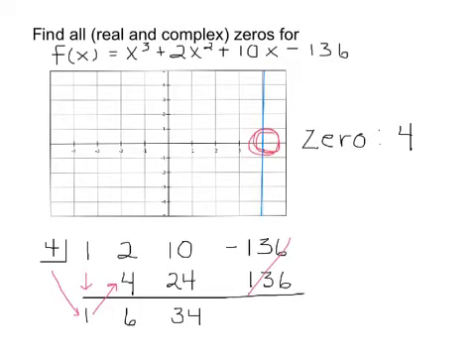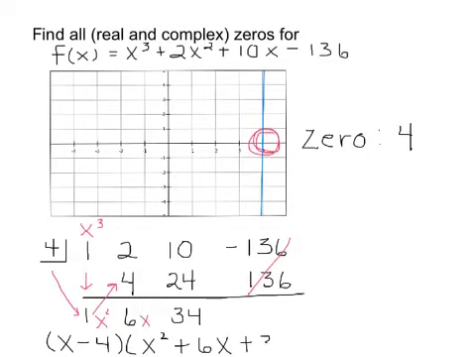So our 1 for the polynomial corresponded to an x to the third. So we know that this 1 corresponds to an x to the second, plus 6x plus 34 in descending order. So the factor from the zero of 4 is x minus 4, and the remaining factor is 1x squared, or just x squared, plus 6x plus 34.